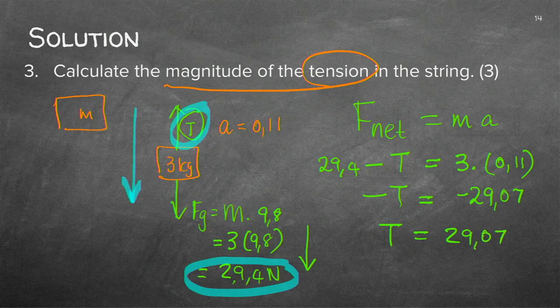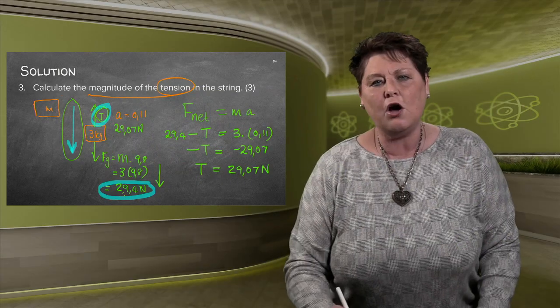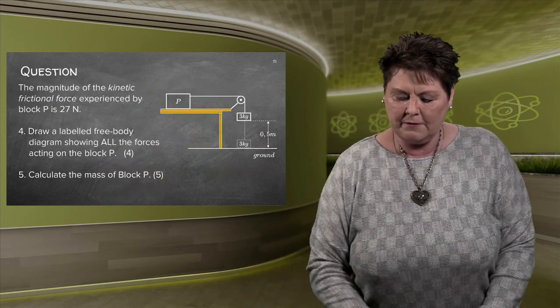Quickly check if this makes sense. I've got an upward force of 29.07 and I've got a downward force of 29.4. Which way will it move? Exactly, it will move downward because the downward force is larger than the upward tension.